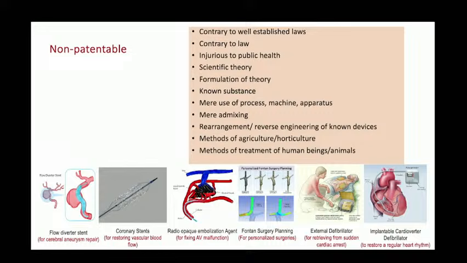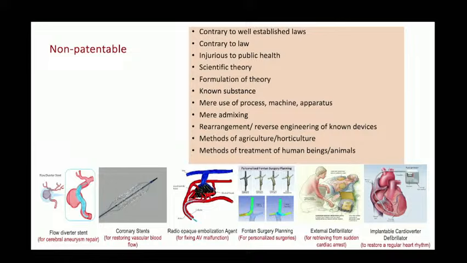What are the non-patentable materials? Anything contrary to well-established laws, or injurious to public health, or which is only a scientific theory or a formulation of a theory, or a known substance, already known, you cannot patent it. Mere use of a process, machine or apparatus, mere admixing of some products is not patentable. Rearrangement, reverse engineering of known devices is not patentable. Methods of agriculture and horticulture are not patentable. And methods of treatment of human beings and animals are not patentable. So these are some important points related to patents that you must think of.